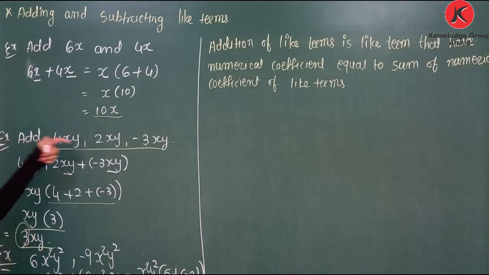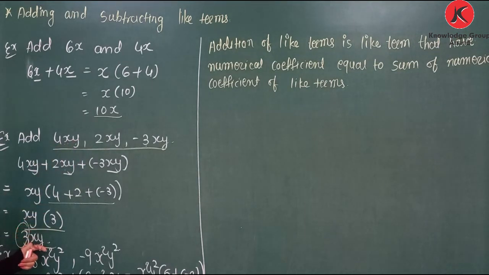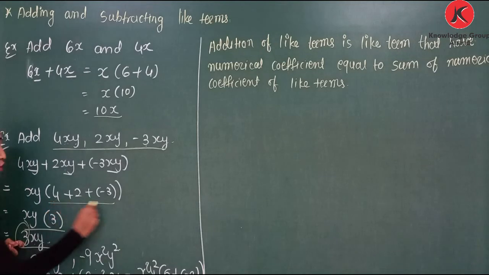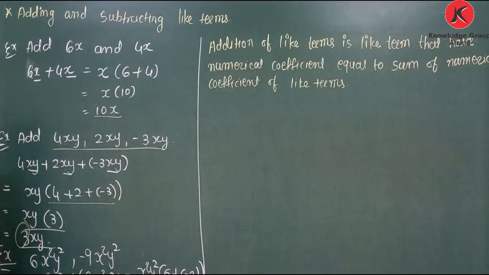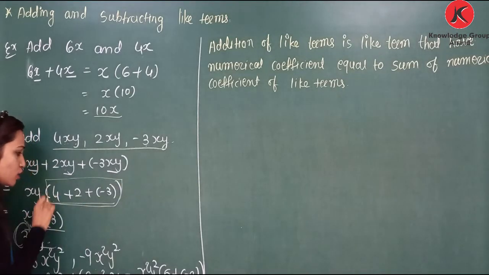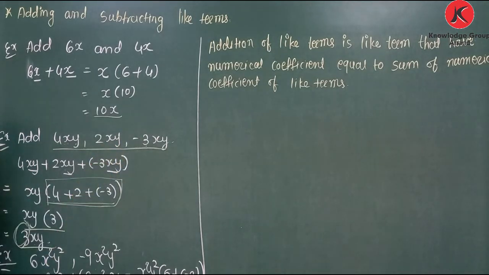So addition of like terms is a like term with numerical coefficient equal to the sum of the numerical coefficients of like terms. Clear? Again, addition of like terms is a like term with numerical coefficient equal to the sum of the numerical coefficients of like terms. Clear? So that is about the addition.